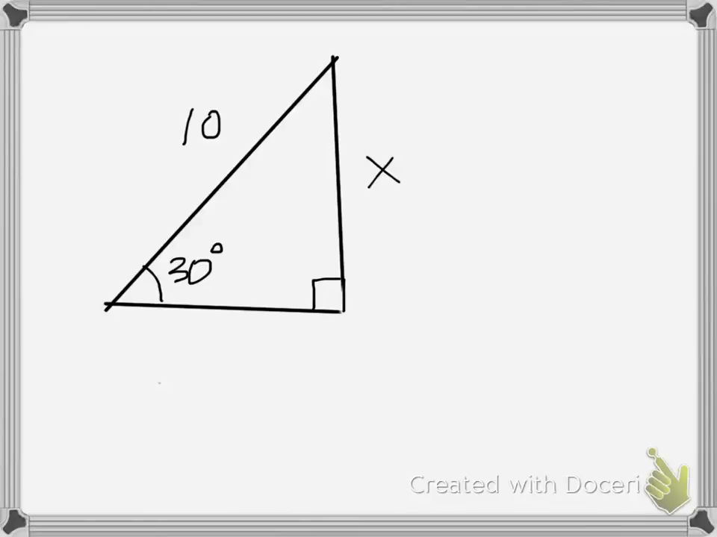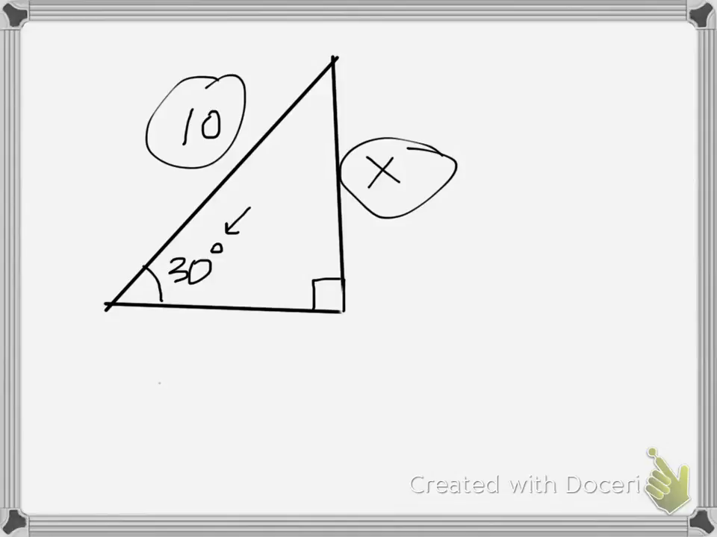Hi, in this video we're going to learn how to use trigonometry to find the side lengths of a triangle. So right here we have a triangle. It has an angle. We have a right triangle where the angle is 30 degrees. We know the hypotenuse is 10 and we're trying to solve for this side x.